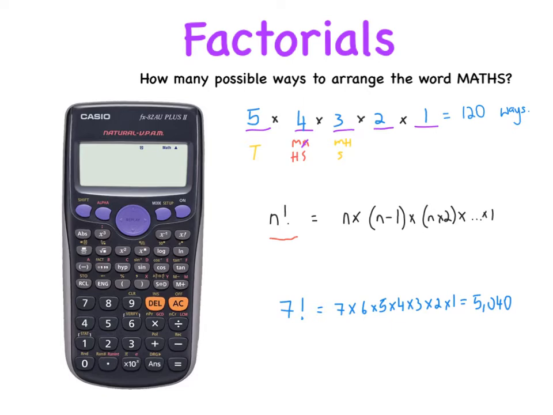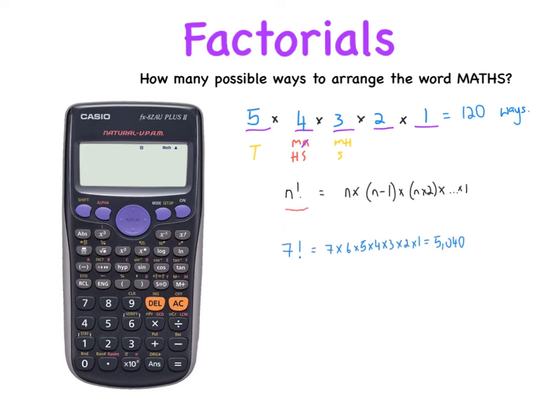And just one last thing about factorials, very interestingly and very important to remember, is that 0 factorial gives us an answer of 1. So try that on your calculator for yourself, but don't fall into the trap of thinking it's 0. 0 factorial is always 1.